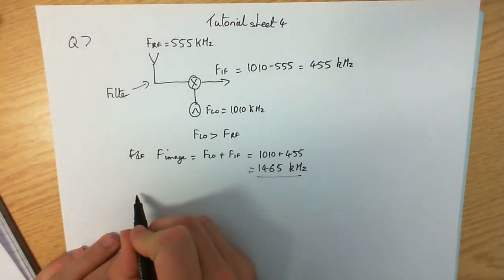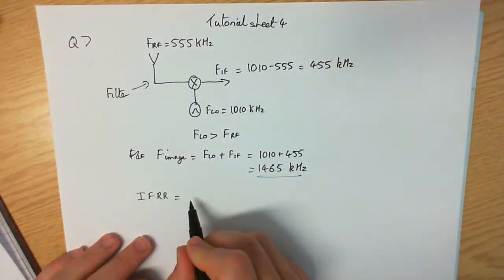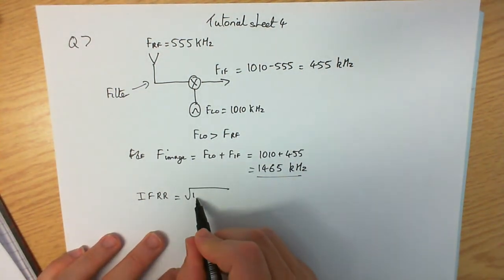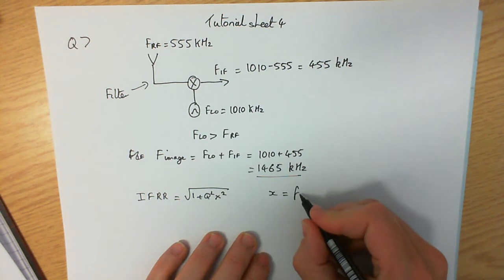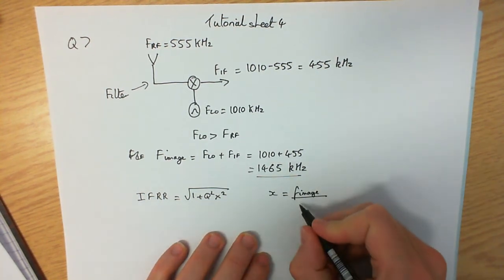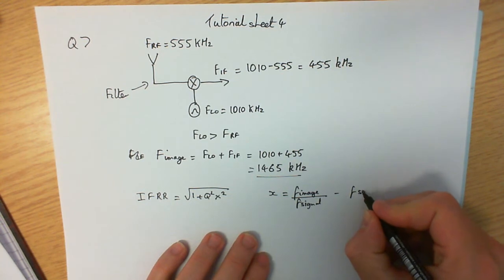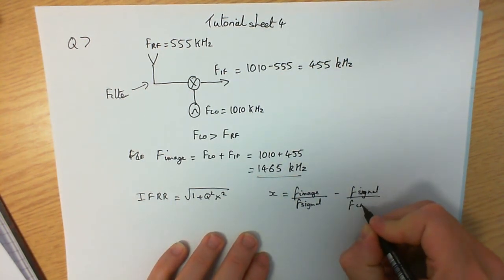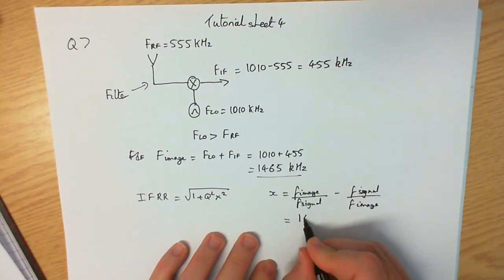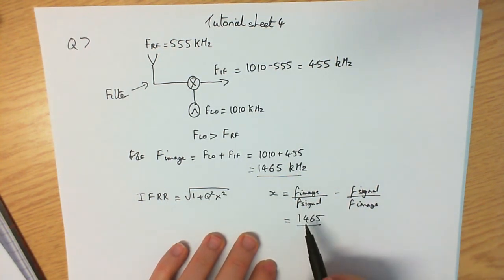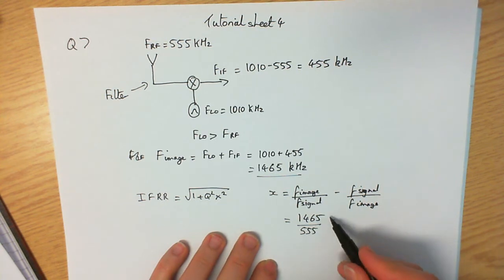So we need to recall the equation for how to calculate the image frequency rejection ratio, which is equal to the square root of 1 plus Q squared X squared, where X is equal to the ratio of the image to the signal frequency, subtract the ratio of the signal frequency to the image frequency. So in our case, our image frequency is 1465 divided by our signal frequency, which is 555, and we subtract the opposite ratio.